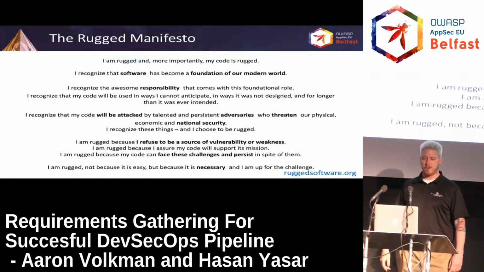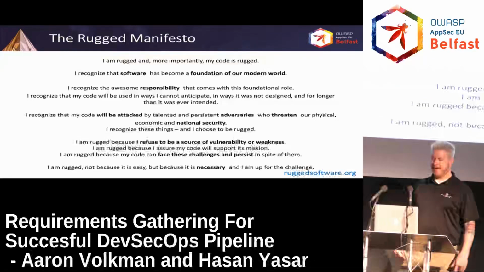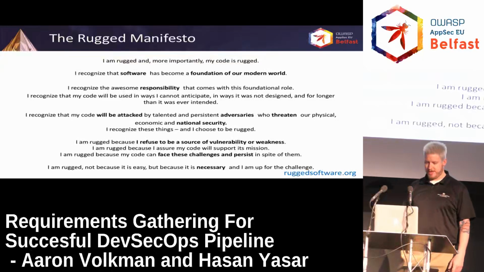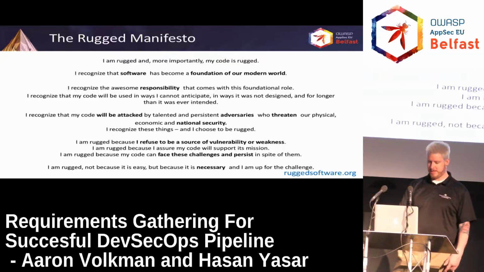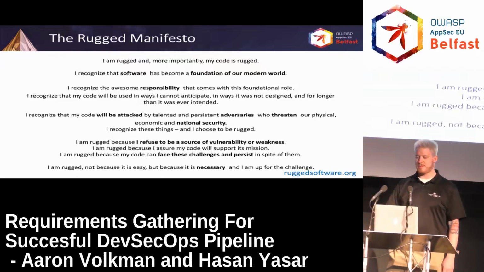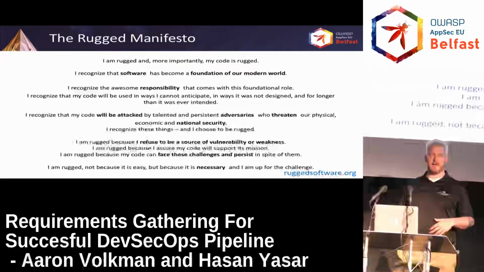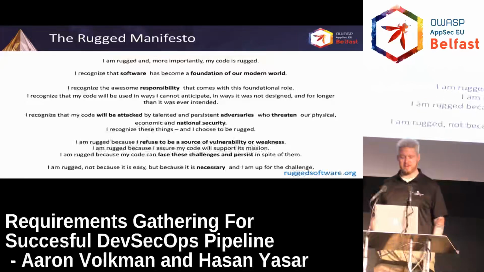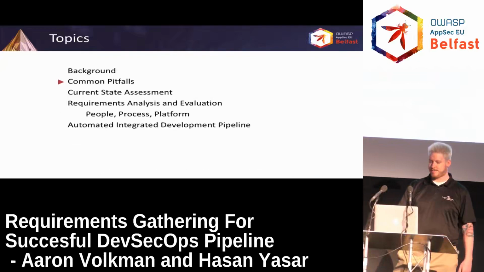Software is foundation of our modern world. We have a responsibility that comes. We will be attacked by adversaries who threaten national security, refuse to be a source of vulnerability or weakness. We face these challenges and persist, and it's very necessary to be rugged. You can go and look at ruggedsoftware.org. This was started by Josh Corman with the help of Dave Rice and Jeff Williams. But it's not an SDLC or methodology, but it's a set of values to aspire to. And I think DevOps and DevSecOps with the automation helps us get there.